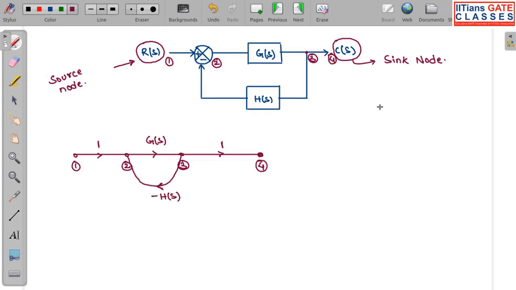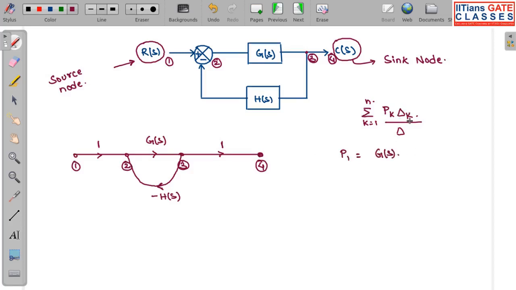Now let us see the Mason gain formula. That is Pk into del k divided by del, where k tends from 1 to n. So in this question, how many forward paths do we see? There is only one forward path, from 1 to 2, 2 to 3, 3 to 4. So forward path gain P1, let me write. What is the gain? It is G(s).